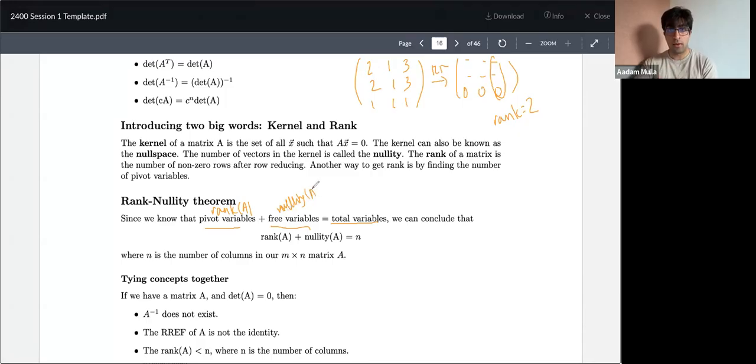So from here, we get the rank nullity theorem, which is very important. It says the rank of a matrix plus the nullity of a matrix is equal to n, where n is the total number of columns, the number of variables in your matrix. There's always a good way to check your work: if you have a matrix, you find its rank, you find its nullity, they should add up to the total number of variables or columns in that matrix.